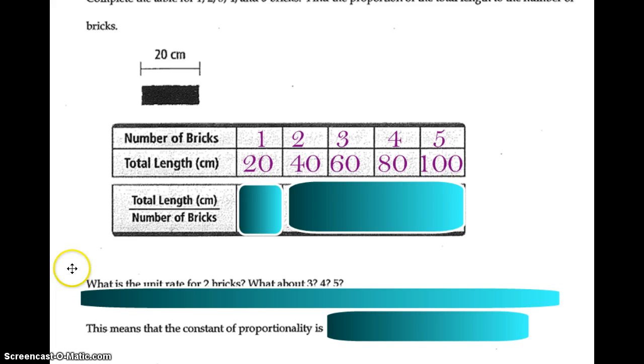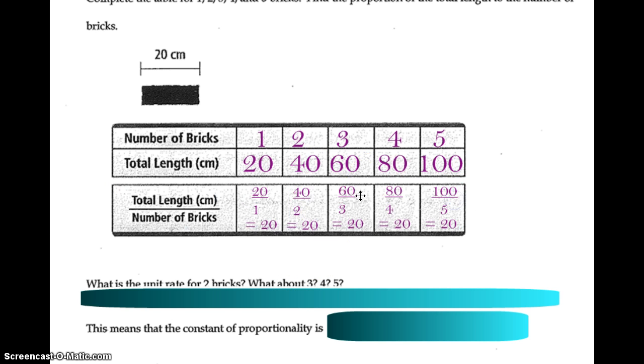This means that our ratio of total length to number of bricks, which would be y divided by x, is 20 over 1, which equals 20. If we do the same thing for the rest of the table, for 2 bricks, it would be 40 over 2, which equals 20. For 3 bricks, 60 over 3, which equals 20. 4 bricks is 80 over 4, which equals 20. And 5 bricks is 100 over 5, which equals 20.